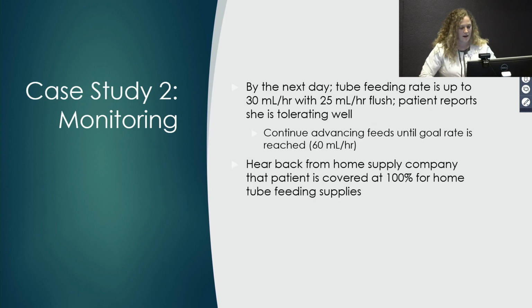So the next day, her tube feeding rate makes it up to 30 mils an hour. She's feeling like that is a good rate. She's feeling pretty well. So we're going to continue with the plan of slowly increasing until we reach that goal. Typically, after I get to that goal rate, I like to move them to more of a home routine, which I try to do like a bolus type syringe feed or a gravity feed with patients for home. And it's at this time that I do hear back from that home supply company that this patient will be covered 100% for her home supplies. So she won't have an out-of-pocket cost. So that's something that I communicate to the patient.